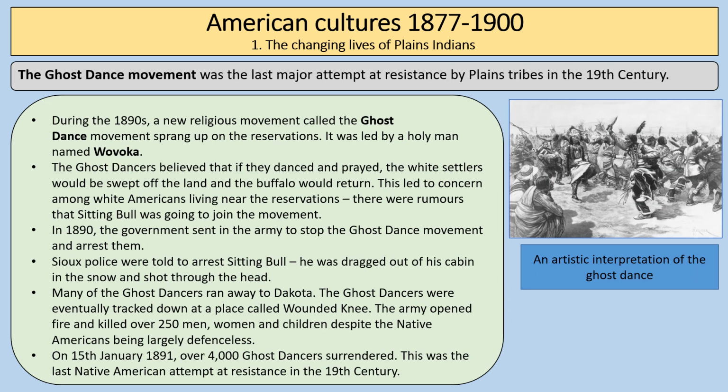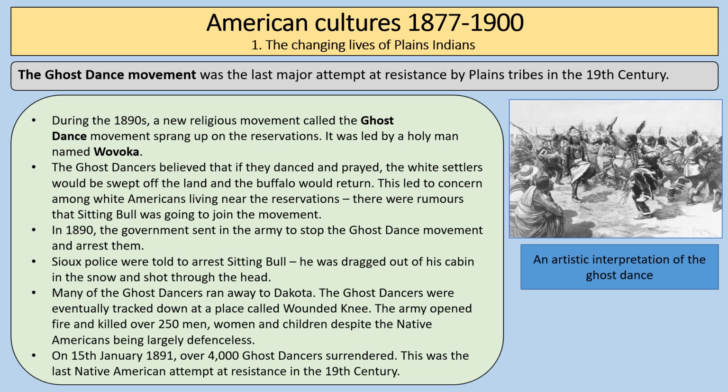Okay, so one of the last attempts at resistance by Plains tribes in the 19th century was what was called the Ghost Dance Movement. Now, during the 1890s, a new religious movement called the Ghost Dance Movement sprang up on the reservations. It was led by a holy man named Wovoka. The ghost dancers believed that if they danced and prayed, the white settlers would be swept off the land and the buffalo would return. This led to concern among white Americans living near the reservations, and there were rumours that Sitting Bull was going to join the movement.